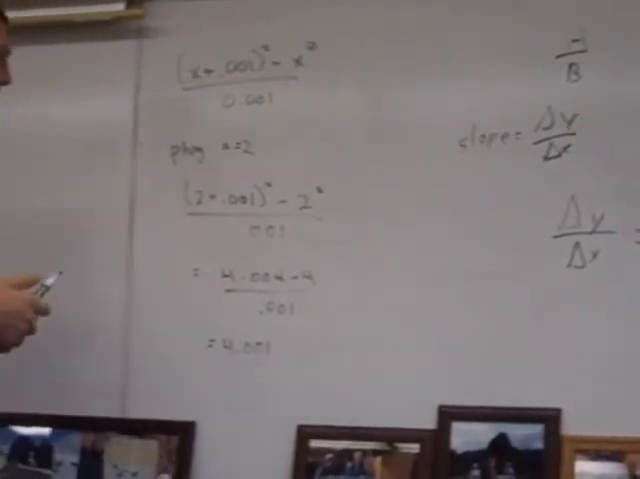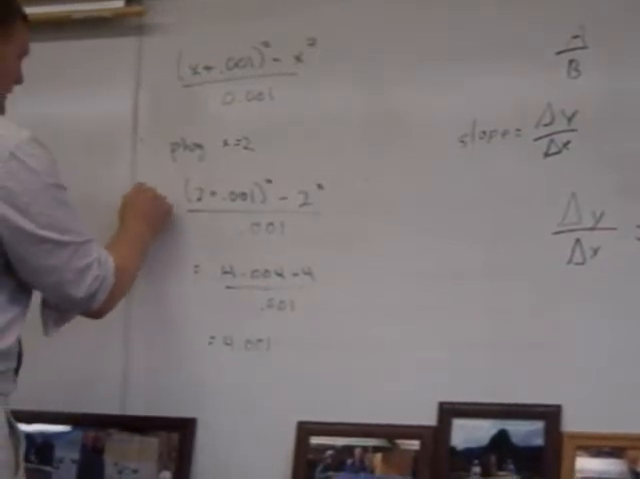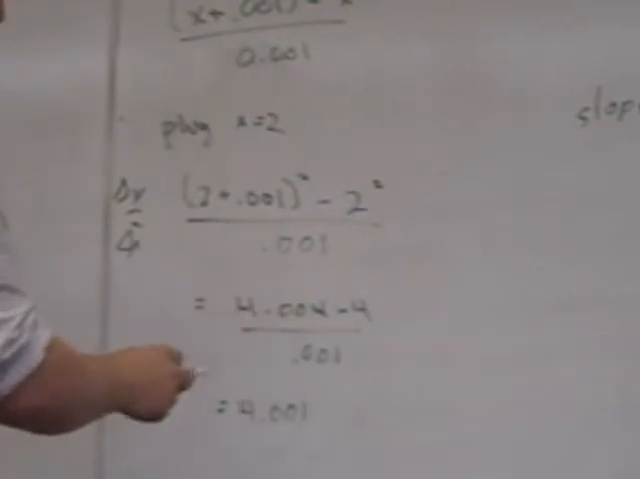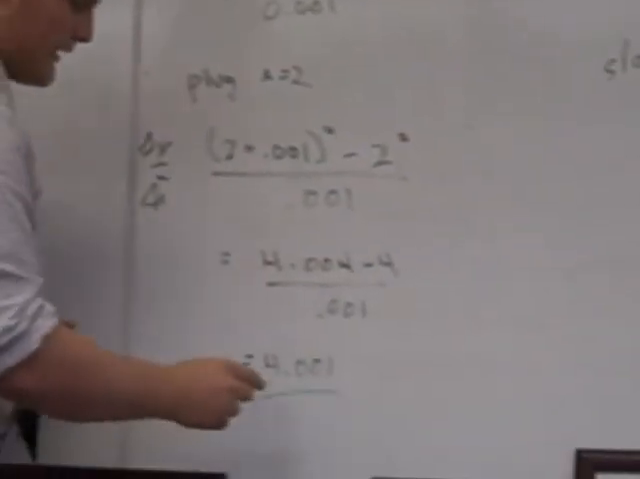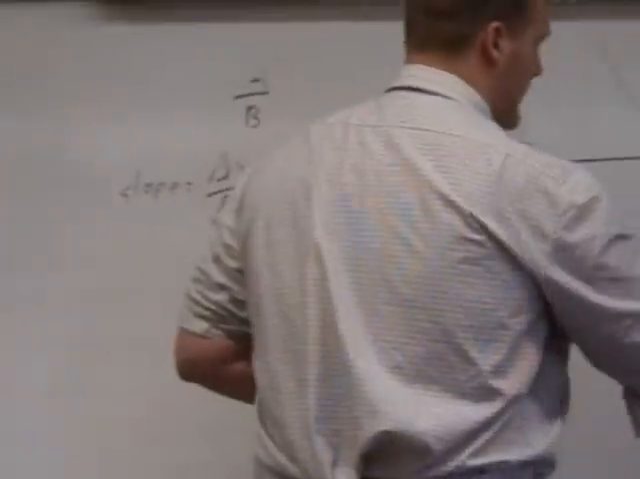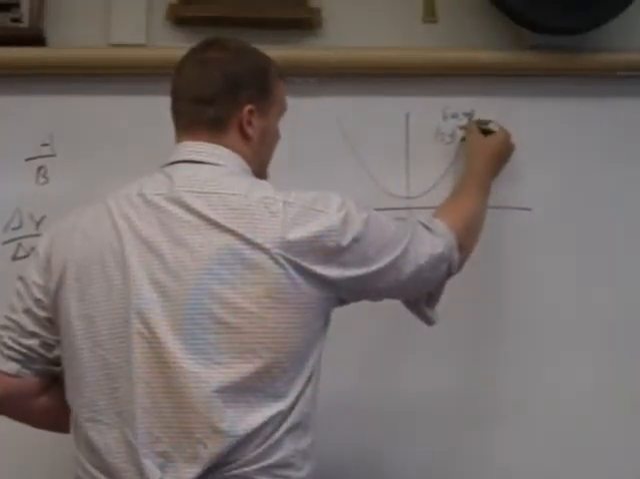So this is still going to be change of y over change of x, just like over there. If we do the math here, we can find that the slope is actually equal to 4.001. So the slope in this case will actually be 4.001.